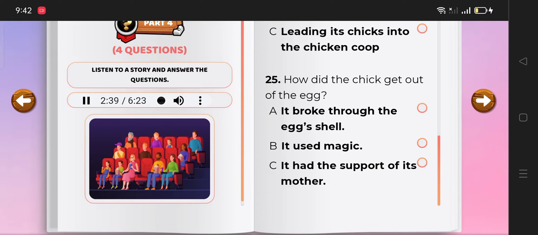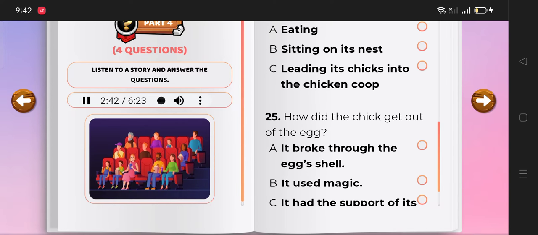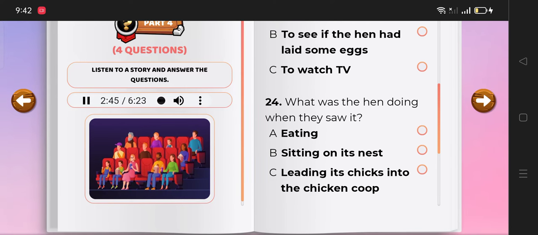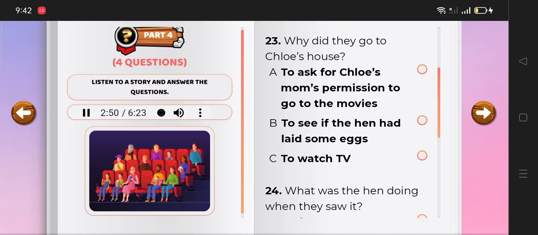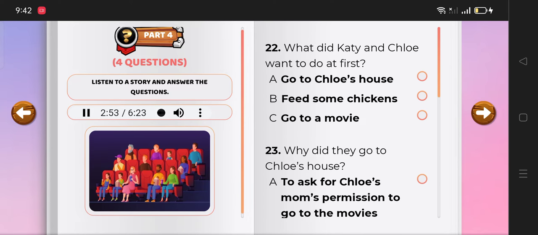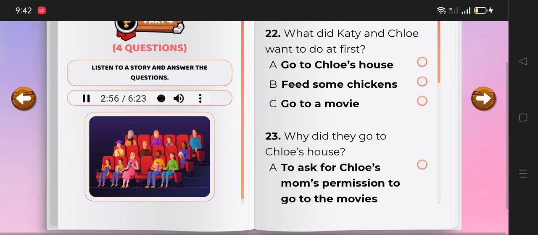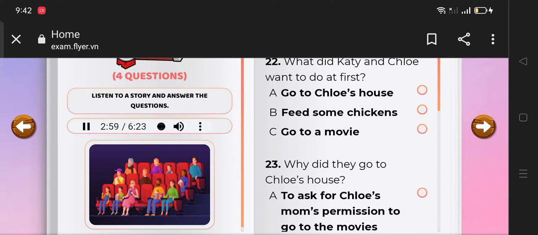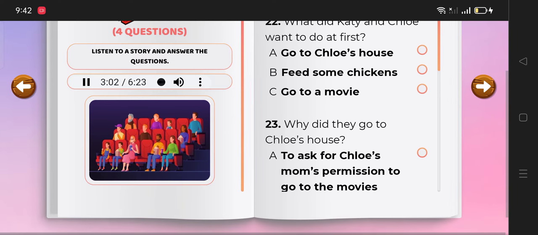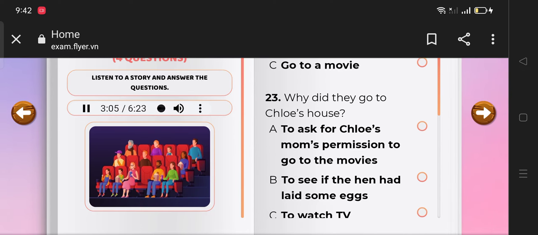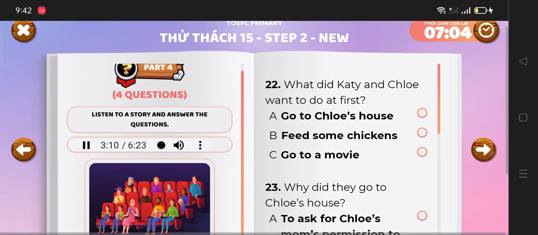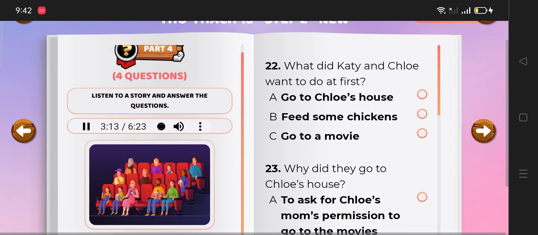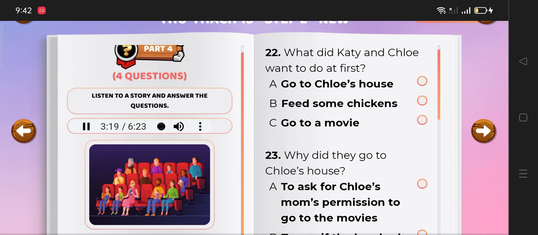When they looked closer, they saw one more chick breaking through the egg's shell. It was pushing itself out of the egg. It was such a magical moment. Its fur was still a little bit wet, and it was looking around with curious eyes. Welcome to the world, little chicks. Katie and Chloe were also looking at the chicks with curiosity. "I think watching a baby chick hatch is better than any movie," Katie said.